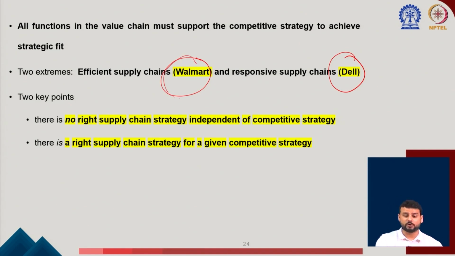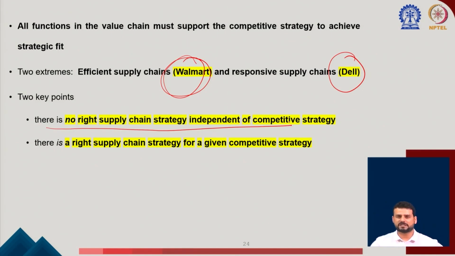So Walmart is not doing that. What Walmart is doing, they are producing in bulk. They are not taking care of what your inputs are, but in that way they are lowering the cost as well, right? So there is no right supply chain strategy independent of a competitive strategy. Your competitive strategy is something else, right?